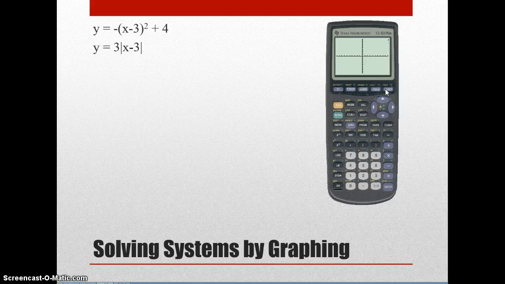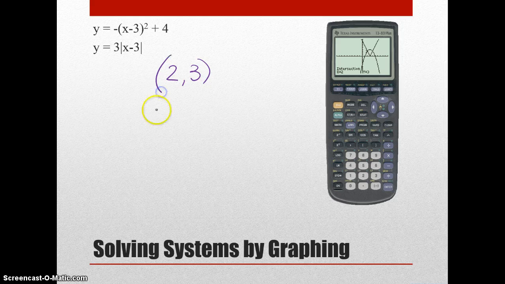Then when we look at our graph, we should see a parabola for our quadratic, and then a V for our absolute value. When you're looking at your graph, we want to find our intersections. So we can go second trace, go down to 5, intersect. It's going to ask you for your first curve, your second curve, and guess. So we see one intersection is at (2, 3). So we know one solution is (2, 3).